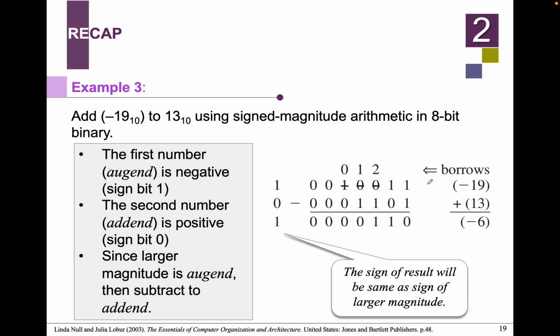So there is also another example you can take a look at when you play around with this. You are going to add minus 19 with positive 13, and you will get supposedly minus 6. So the sign of the result will be the same as the sign of the largest magnitude, which is 19. So please try to do so, but this is just an example.